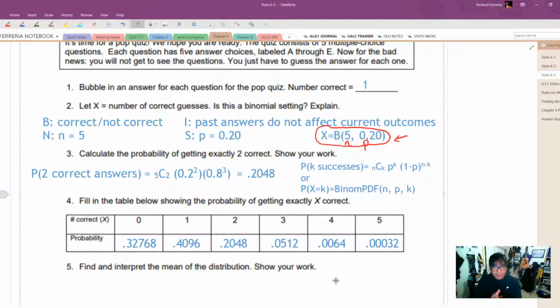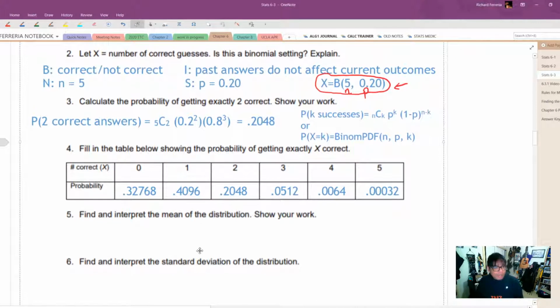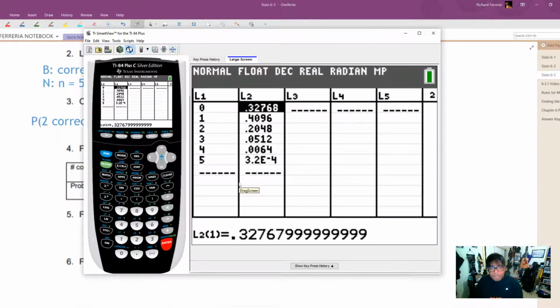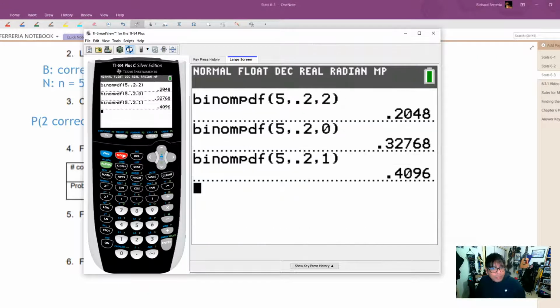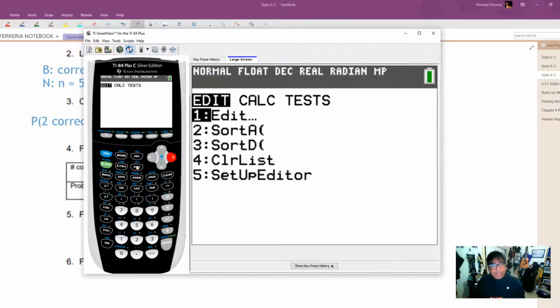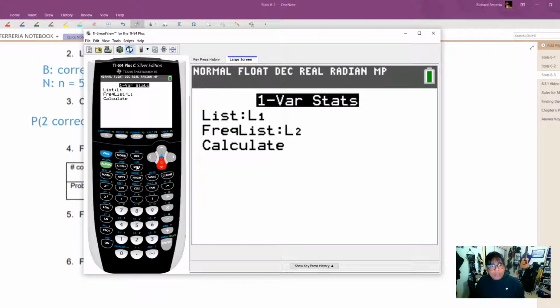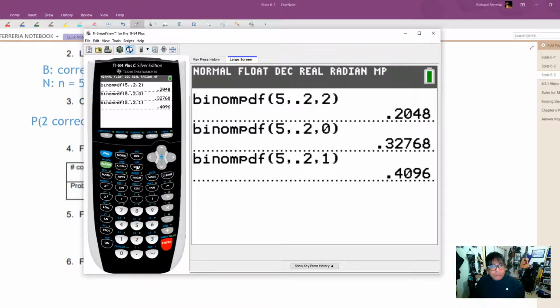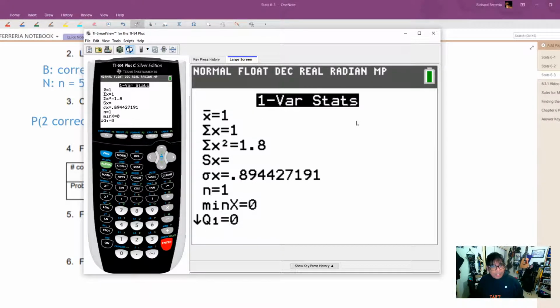And if you look at it, doesn't that just look like a discrete probability distribution? And yes, this is actually just a discrete probability distribution. There's nothing different about it. So we can go ahead and find and interpret the mean of this distribution the old-fashioned way. If we put our values into L1 and L2, go back to the home screen and do STAT, CALC, 1-Var Stats, frequency list is L2, that should give us the mean, and the mean is 1. Standard deviation is 0.89.